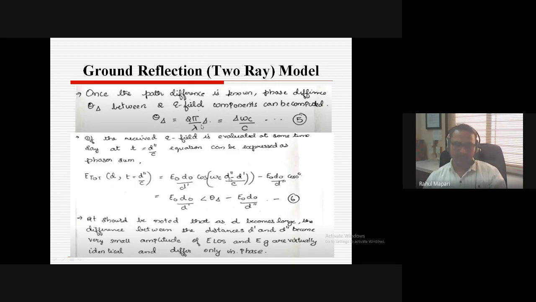Keep in mind, we know this lambda. Lambda is the wavelength. Lambda is equal to C by F. So if we put the value of lambda is equal to C by F, this F goes to the numerator side, it becomes 2 pi F, and we know 2 pi F is nothing but the angular frequency. So delta as it is, 2 pi F means omega C, divided by C. Got it? Yes or no?